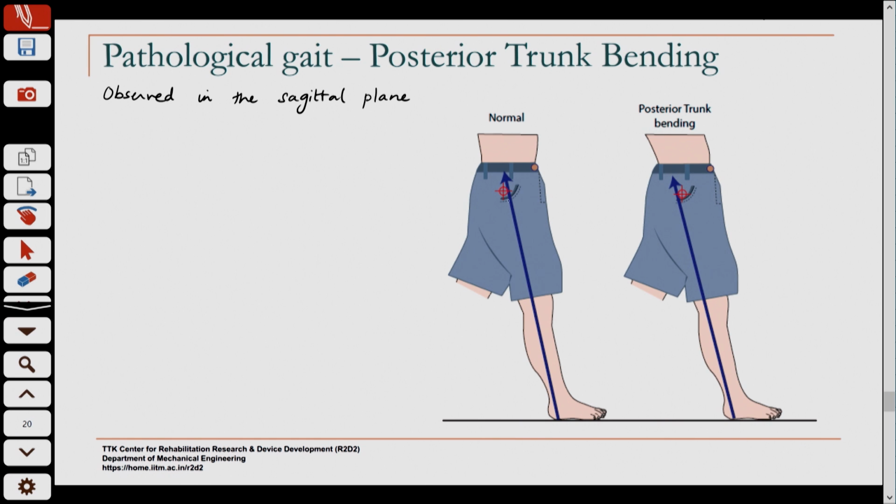In this case, you see the ground reaction force, like I said, the shortcut way of looking at the moments, is passing in front of the hip, which means the external moment created about the hip is a flexor moment.